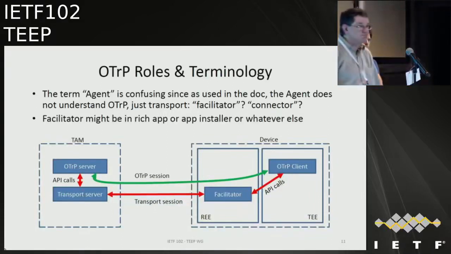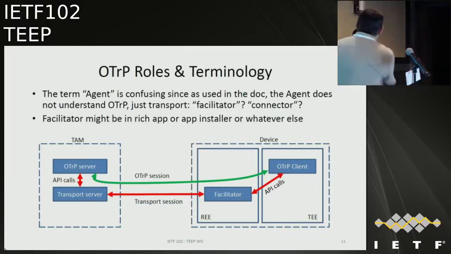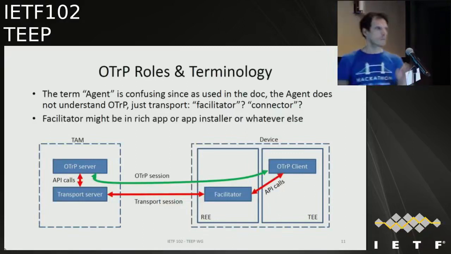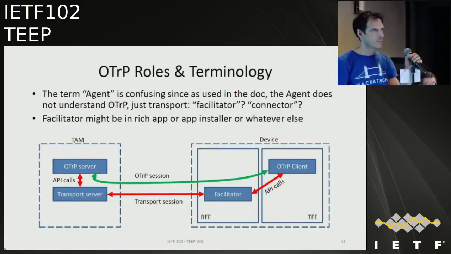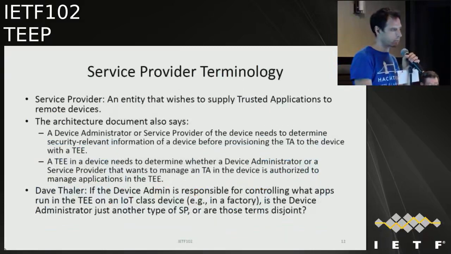I think this is a good point. So the original was that agents try to say it's on behalf of the rich app talking with the TEE. So that's kind of on behalf. But I think now we take either a transport connector or something; it's more neutral, which is good. We'll post it to the list and add some new term for it.